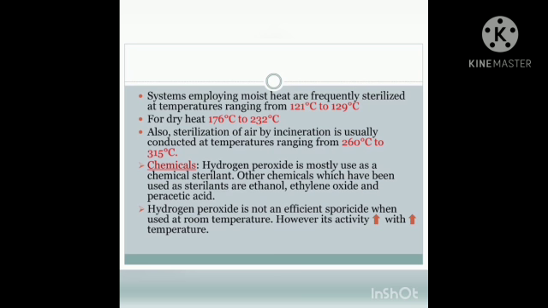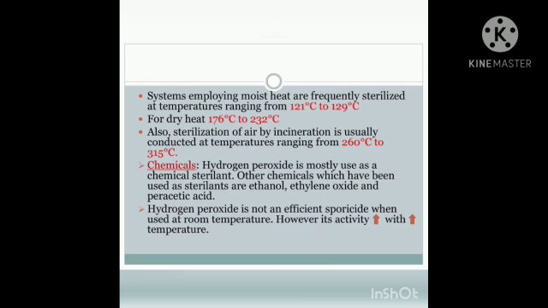Systems employing moist heat are frequently sterilized at temperatures ranging from 121 degrees Celsius to 129 degrees Celsius. For dry heat, it is 176 degrees Celsius to 232 degrees Celsius. Also, sterilization of air by incineration is usually conducted at temperatures from 260 degrees Celsius to 315 degrees Celsius.